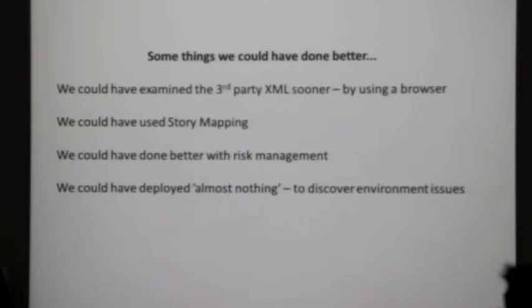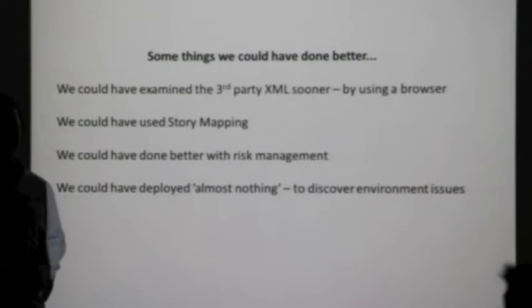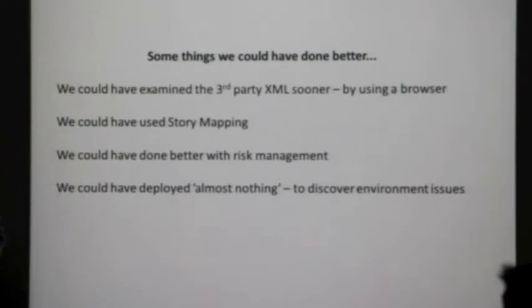We could have used story mapping to try to maybe formalize our early releases. We also had some problem after we deployed that our users couldn't use it because of some environmental issues. So maybe we could have just deployed basically an empty spreadsheet or something that just showed a message box. Then we would have known earlier that there was a problem.